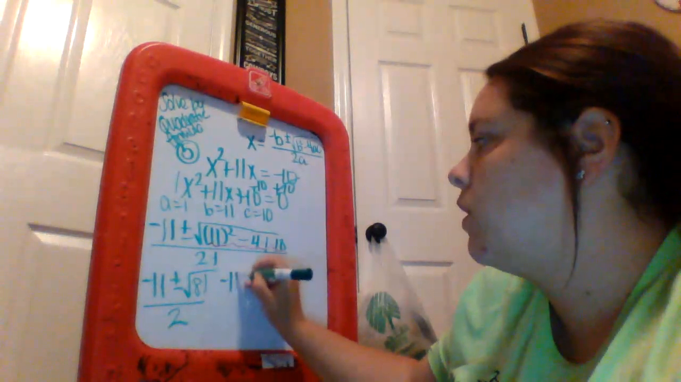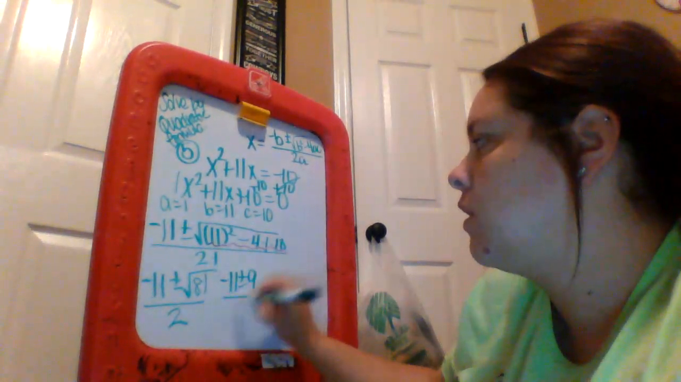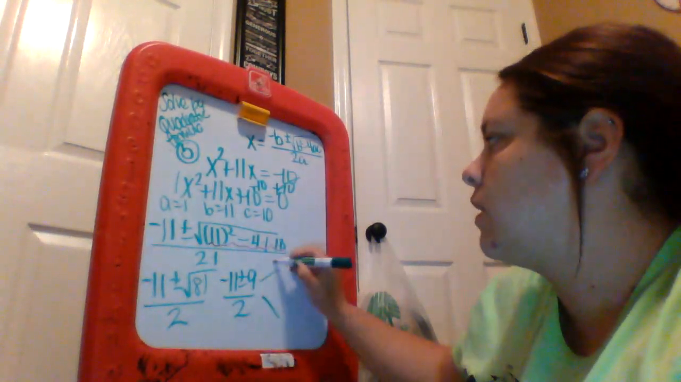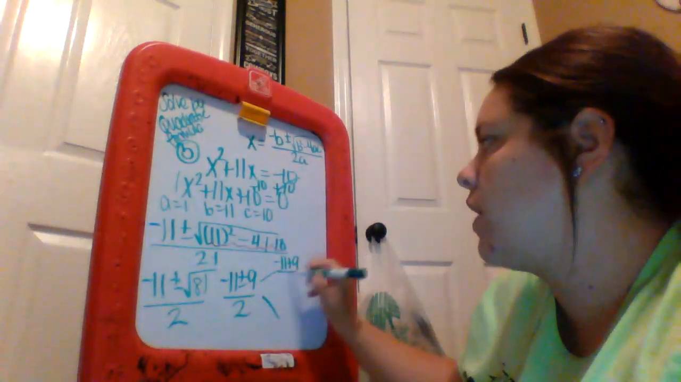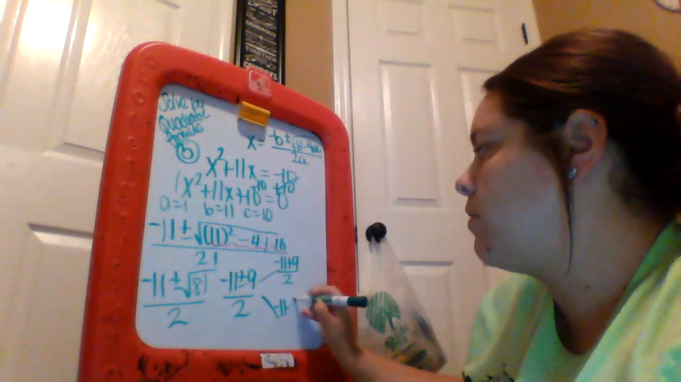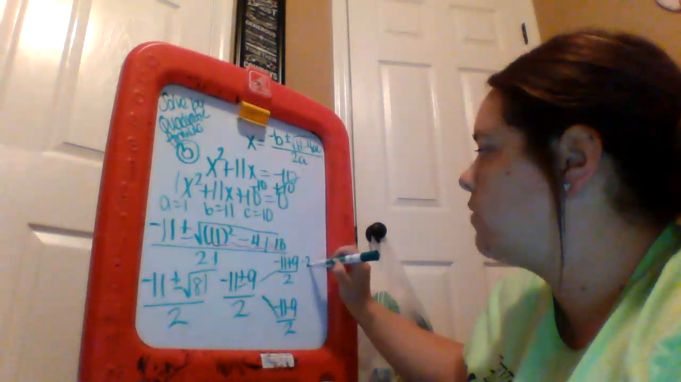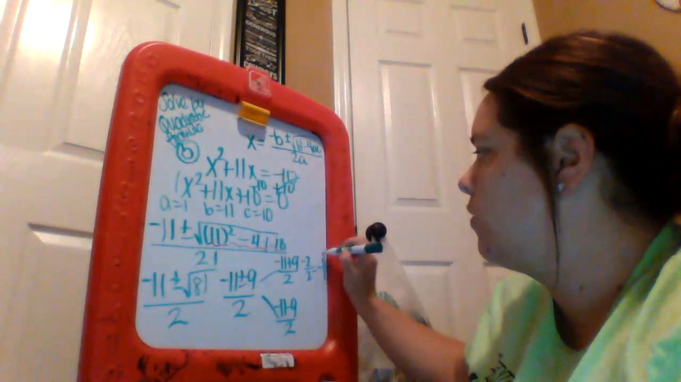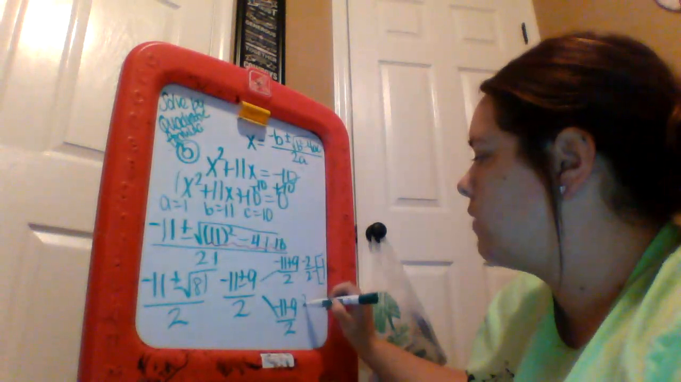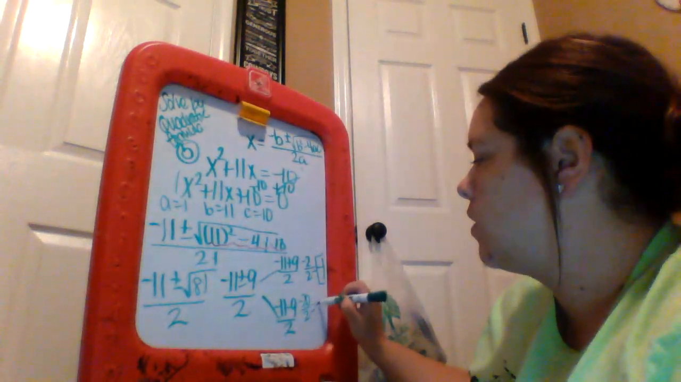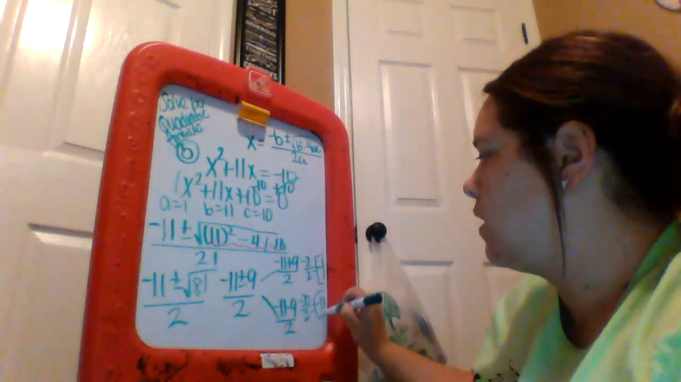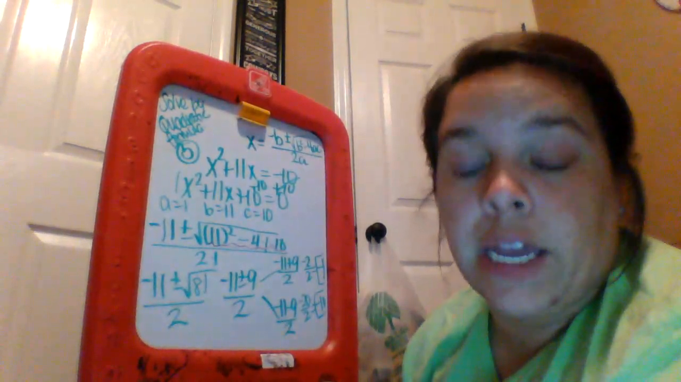Square root of 81 is 9. And then two ways. Negative 11 plus 9 divided by 2. Negative 11 minus 9 divided by 2. So that's negative 2 divided by 2, which is negative 1. That's negative 20 divided by 2, which is negative 10. So negative 1 and negative 10.